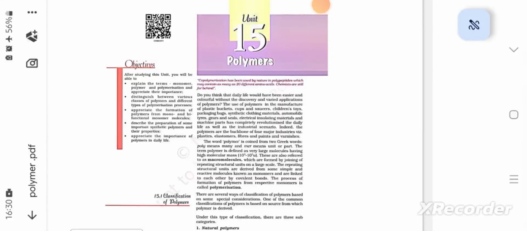Today, I, Naveen Garg from BSc Chemistry final year, am going to read a chapter for visually impaired students from the NCERT book, class 12th, chapter number 15, that is Polymers.